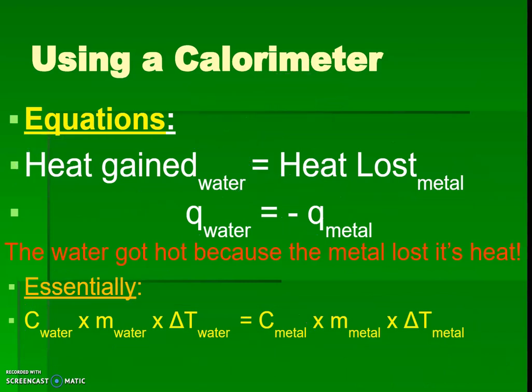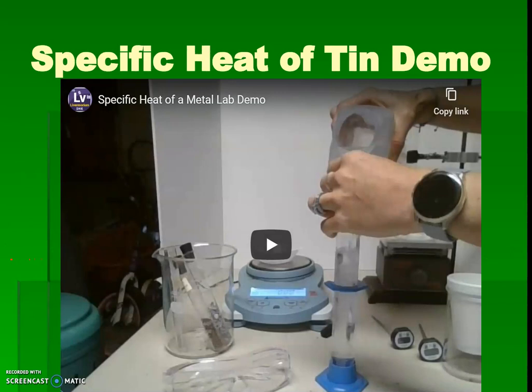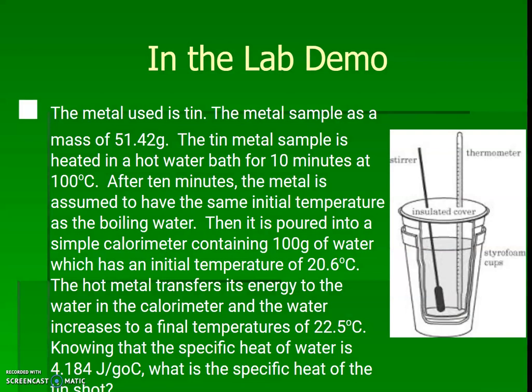So I recorded a video of me doing this lab, which is viewable right here. We'll view it together. But essentially what we end up seeing is this. The metal that is used is tin. The metal has a mass of 51.42 grams. The tin metal sample is heated in a hot water bath for 10 minutes at 100 degrees Celsius. This is the initial temperature of the metal.